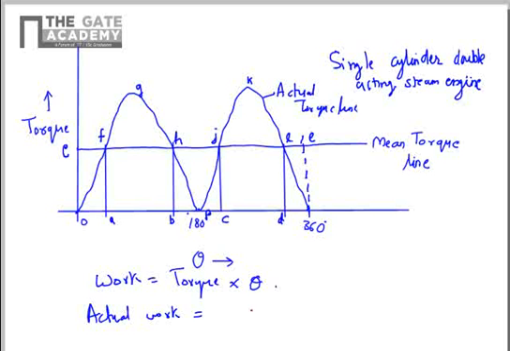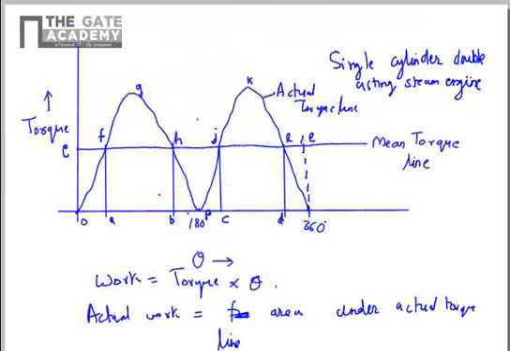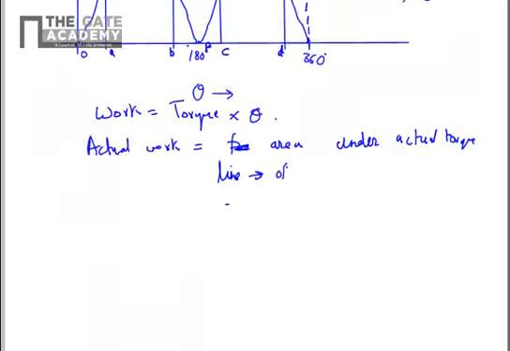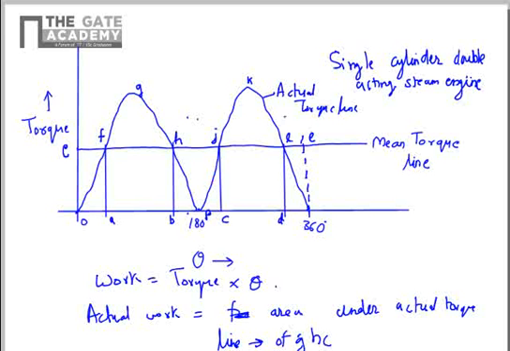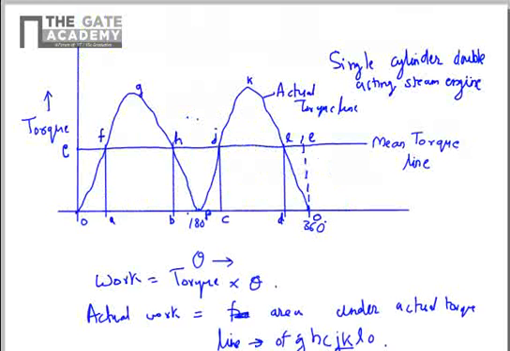So you can see from this figure the actual work will be the area under the actual torque line on the torque-theta graph. From this graph you can see it is OFGHT, JKL and O, JKLO. So the total area under this one will be the actual work.